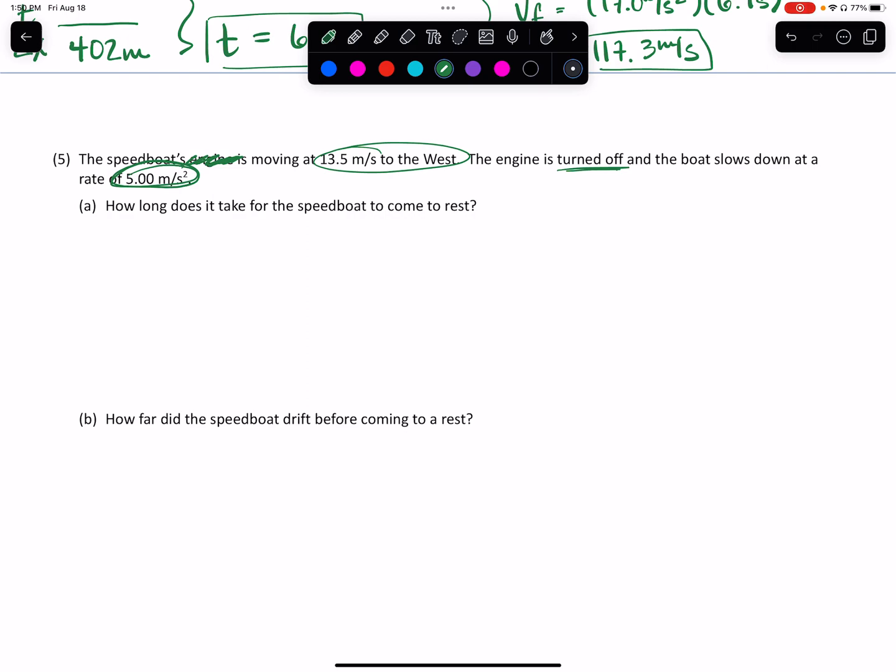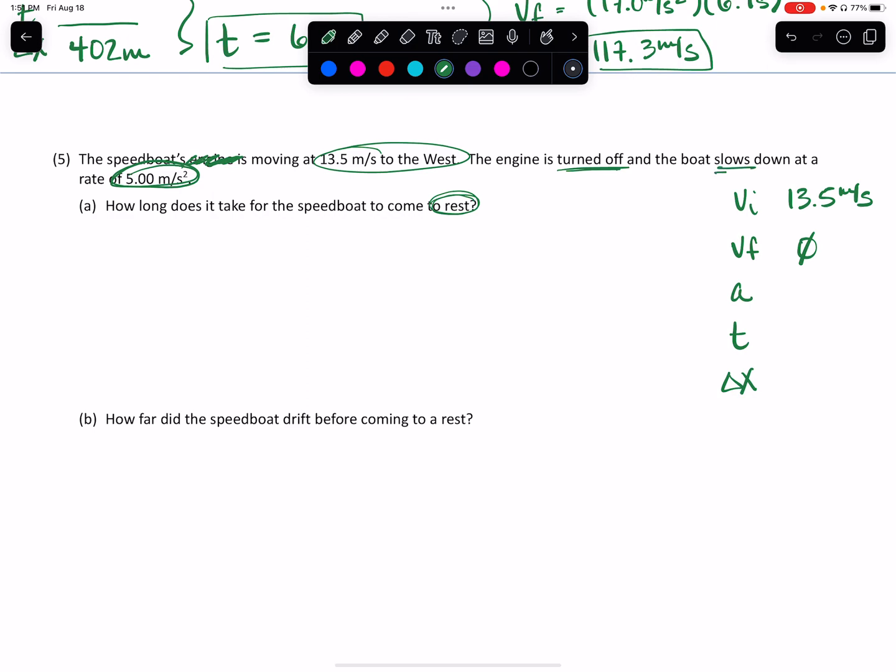All right, question number one is how long does it take the speedboat to come to rest? All right, so we've got v initial, v final, acceleration and time, and I'm just going to put delta x here just in case. Initially we're moving at 13.5 meters per second, and we want to come to rest, which means v final is going to be 0.